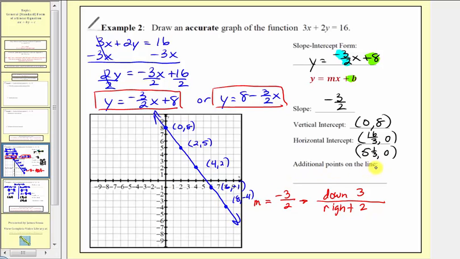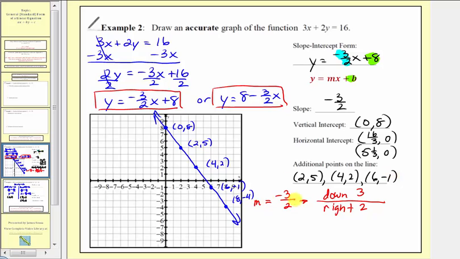And now for our additional points, we can select any of these points on our line, but let's not use the vertical intercept given above. So let's go ahead and list 2, 5, as well as 4, 2. And let's go ahead and list one more. How about 6, negative 1?